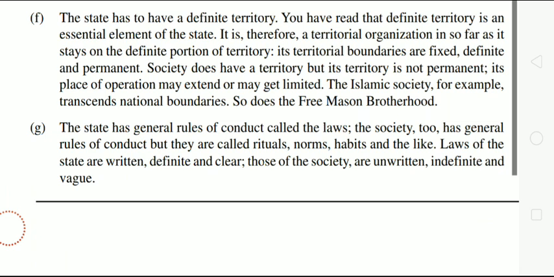G. The state has general rules of conduct called the law. The society too has general rules of conduct, but they are called rituals, norms, habits, and the like. Laws of the state are written, definite, and clear. Those of the society are unwritten, indefinite, and vague.